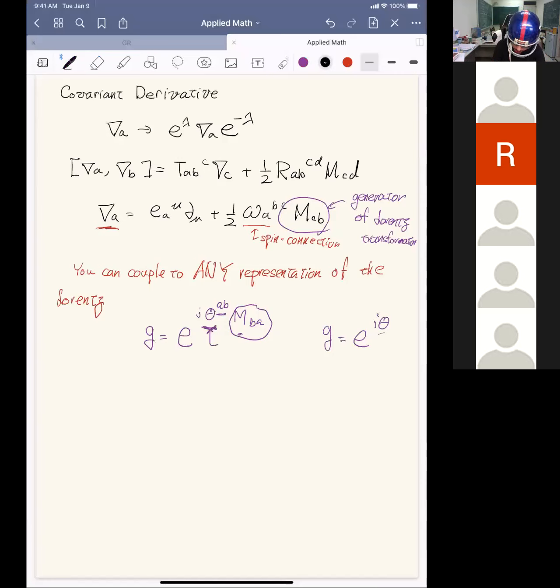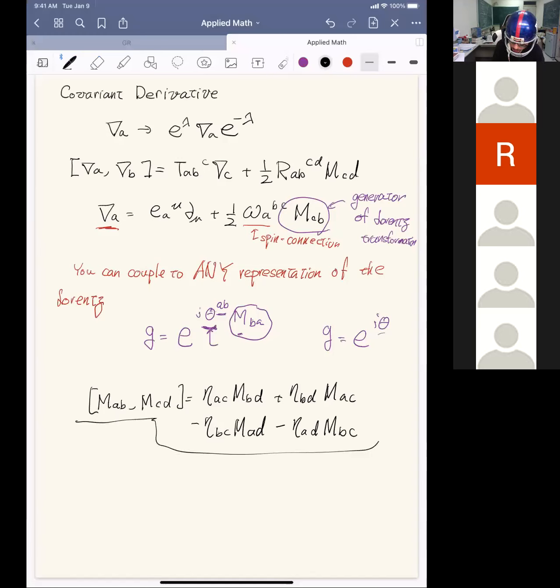Now, the Lorentz generators are defined such that they satisfy this equation, which we've written before: [M_AB, M_CD] = η_AC M_BD + η_BD M_AC − η_BC M_AD − η_AD M_BC, antisymmetric in the indices. The Lorentz generator must satisfy this commutation relation.